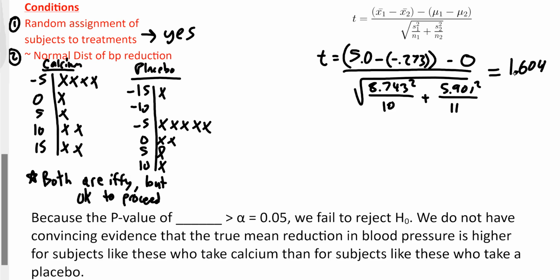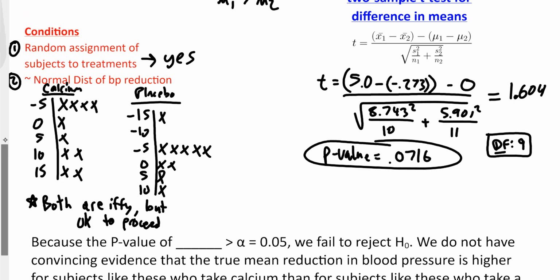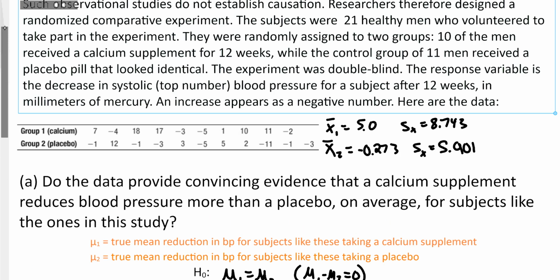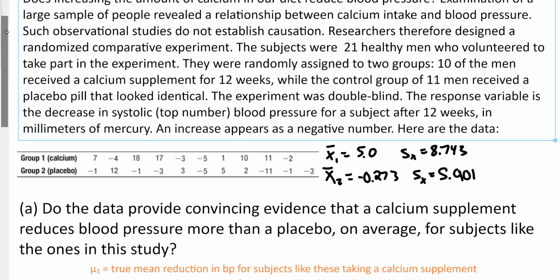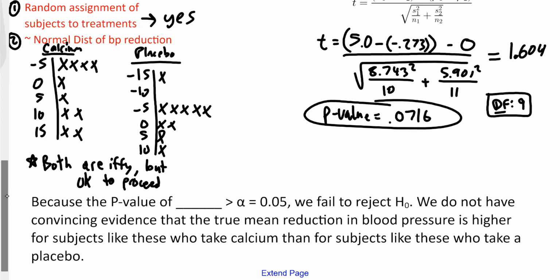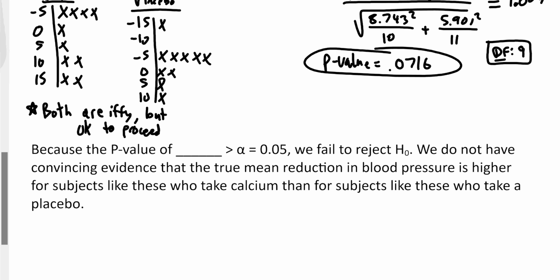With the degrees of freedom of the lower of the two, we're going to use 9. 10 minus 1 is 9. Get a p-value of 0.0716. Now, we're testing at, it does not say what level we want to test at, does it? If it doesn't say that, we're going to use 0.05, but you could potentially have said, if you use 0.1, it's a little different.